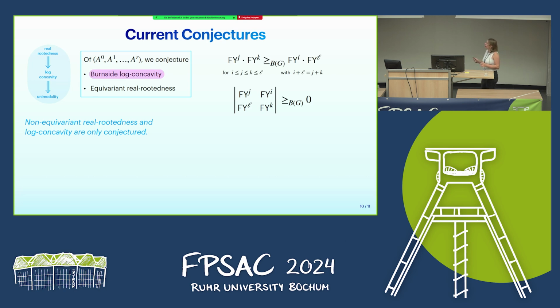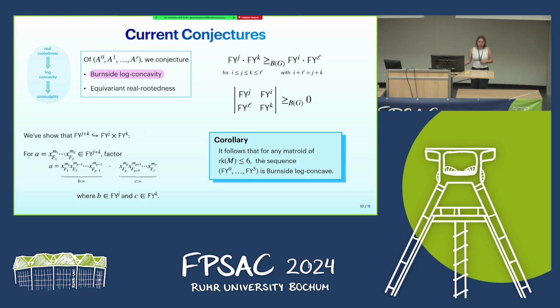So when I say Burnside log concavity, I mean that I have something like this, right? I can think of it as this inequality, or I can think of it as the determinant of this matrix being Burnside non-negative. And this is strong log concavity as opposed to weak, where weak log concavity is just replacing it so J and K equal one another, and then I and L are one less and one more.